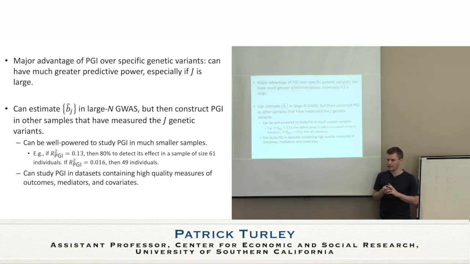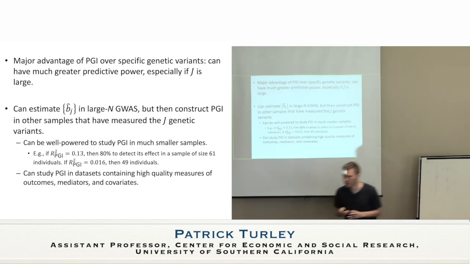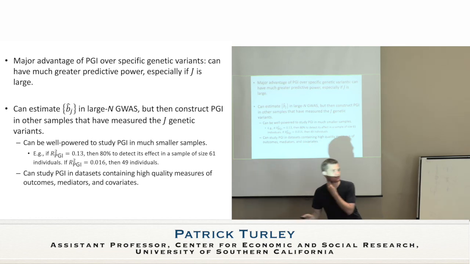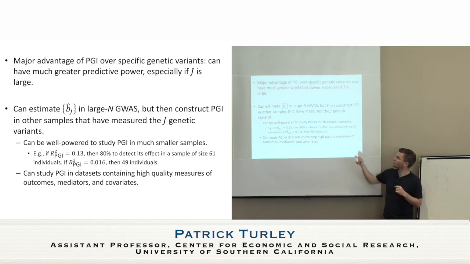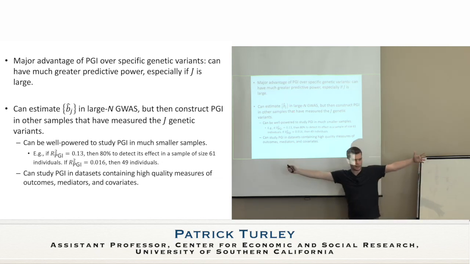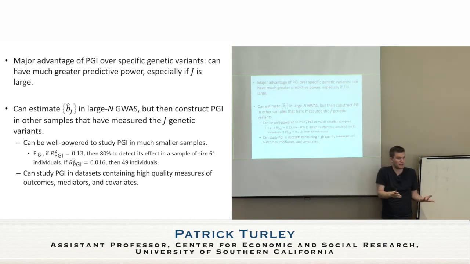Great. Okay, so I'm going to do this slide, and then we'll break for lunch. This is just the same point here. PGIs are great because they're predictive, and so what that means is that we can get these estimates of little b hats in very large GWASs, and then construct PGIs in small samples. Because these PGIs are quite predictive, we're going to be well powered to detect the effect of the PGI even in a small sample.